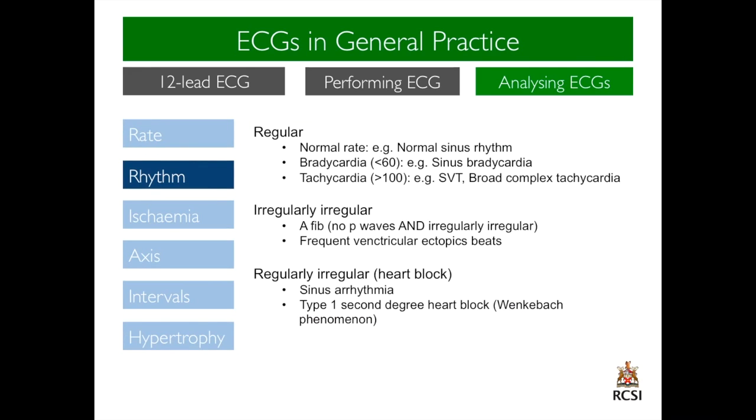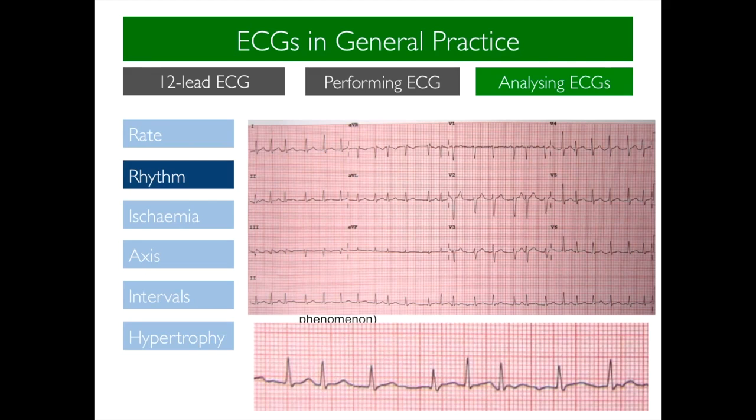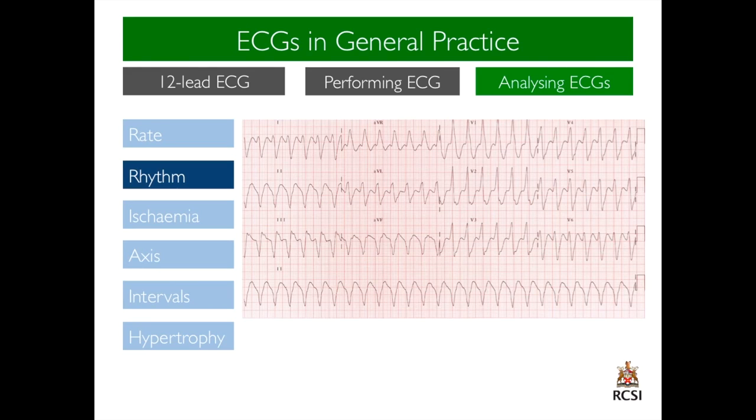Moving on to rhythm. The rhythm can either be regular, irregularly irregular, or regularly irregular. As an example, this 12-lead ECG and its rhythm strip below show an irregularly irregular rhythm and no P waves. This is atrial fibrillation. This next 12-lead ECG shows a broad complex tachycardia, in this case ventricular tachycardia.